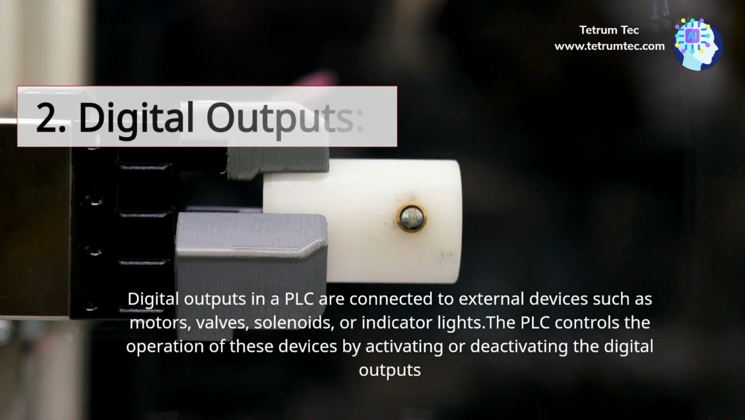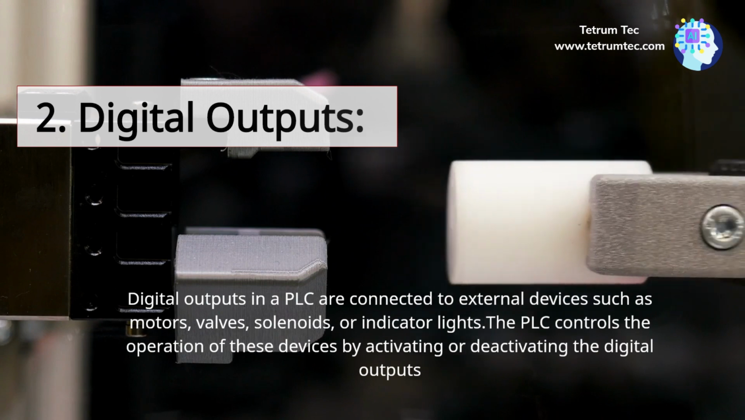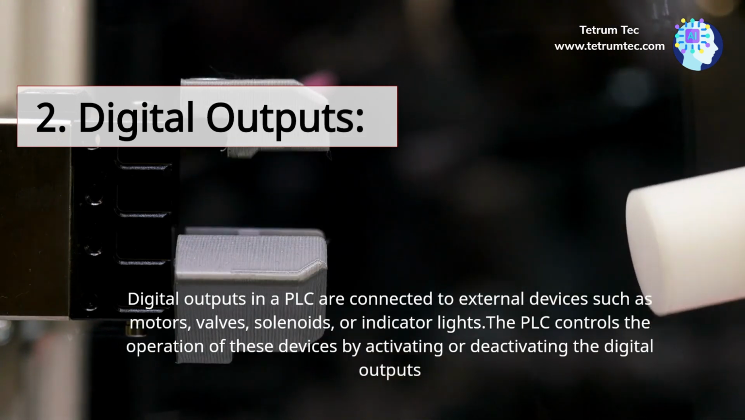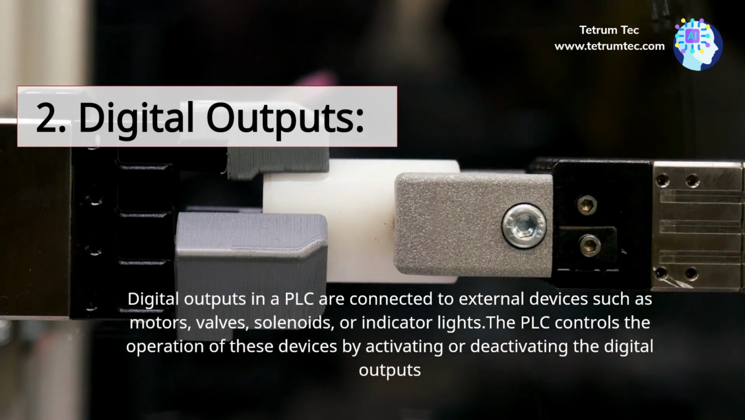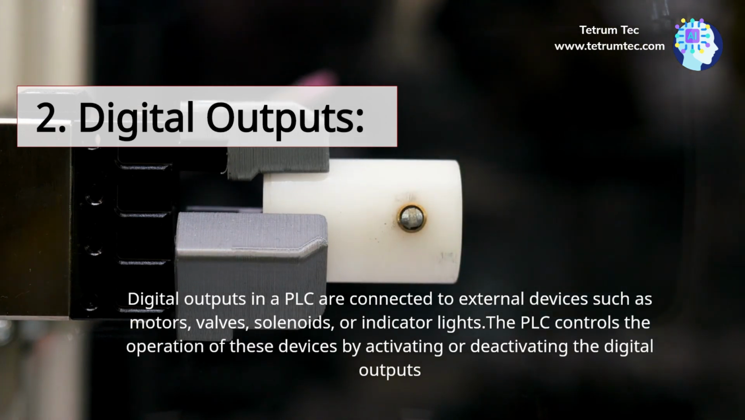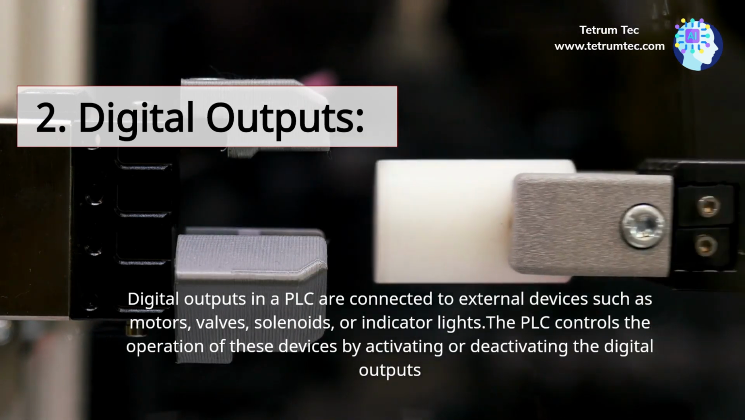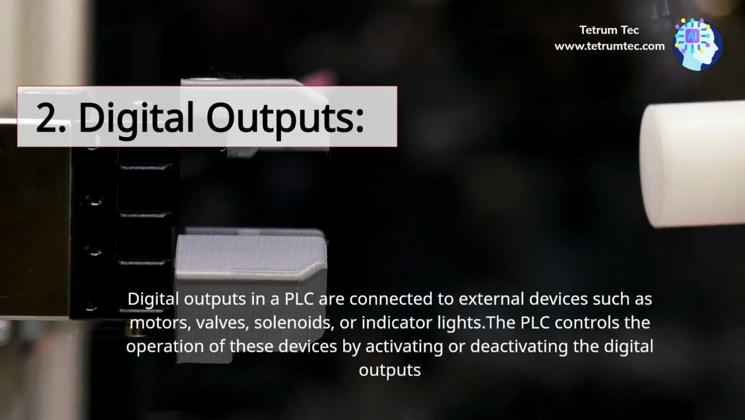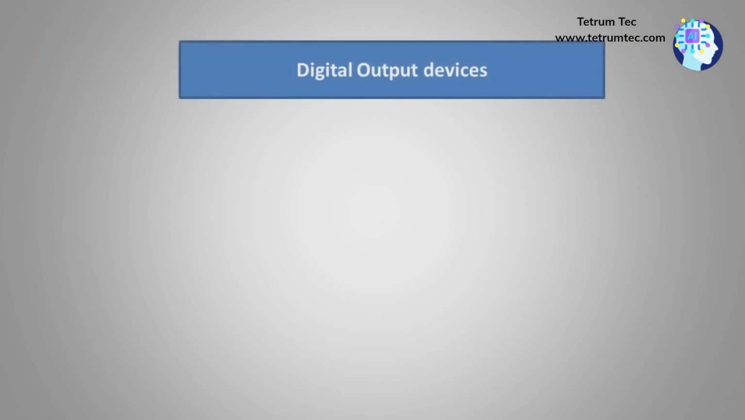2. Digital outputs. Digital outputs in a PLC are connected to external devices such as motors, valves, solenoids, or indicator lights. The PLC controls the operation of these devices by activating or deactivating the digital outputs. The digital outputs can be used to turn devices on or off, open or close valves, start or stop motors, and perform various other control functions.